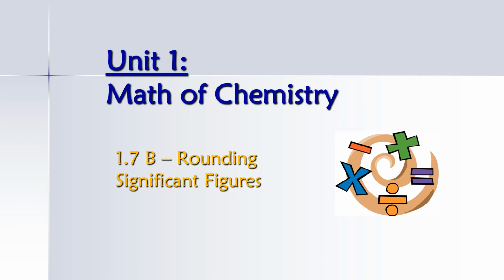Hello everybody and welcome back to Unit 1 of Regents Chemistry, which is Math of Chem. Today we will be talking about the second part of significant figures, where we'll see how we can round sig figs to a specific number. If you have not checked out the first part yet, please make sure to do that before you watch this one.